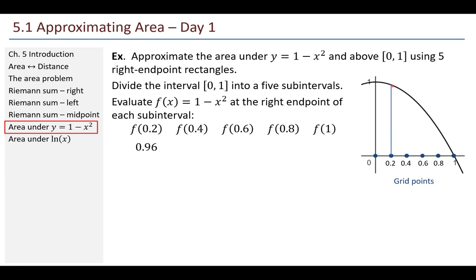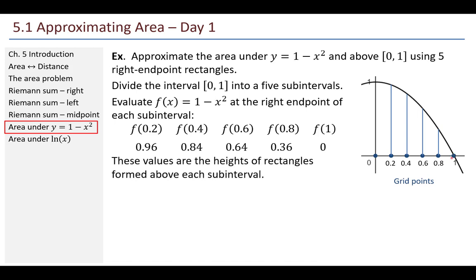I've drawn the height there on the right. And this is just something to plug into your calculator. f of 0.4 is 0.84. f of 0.6 is 0.64. f of 0.8 is 0.36. And f of 1 is 0. This is kind of funny, it'll give us a rectangle with height 0. And these values are the heights of the rectangles formed above each subinterval. So height of 0.96, height of 0.84, height of 0.64, height of 0.36, and a height of 0.